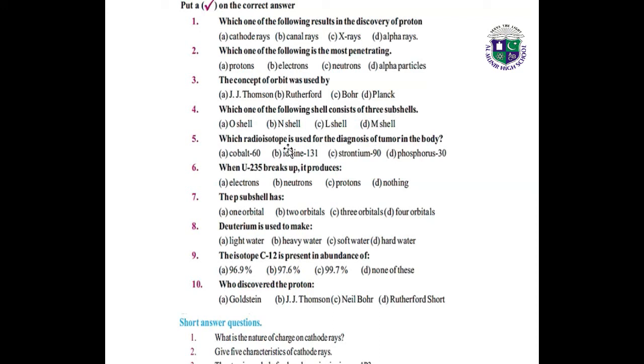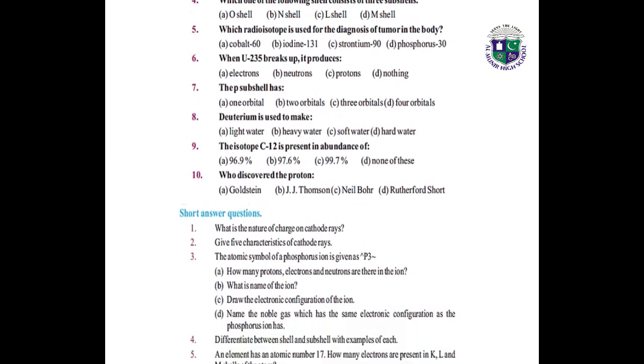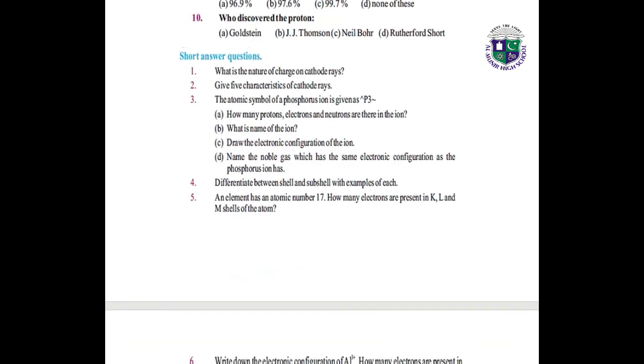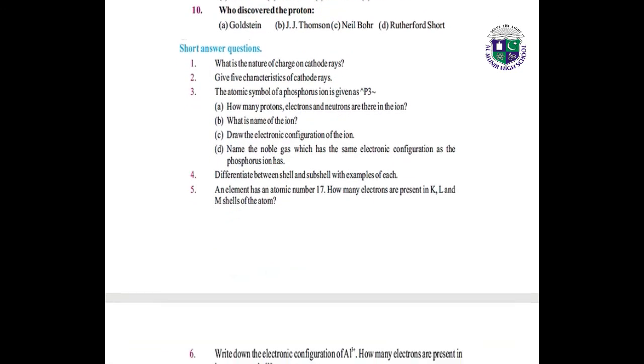Which radioisotope is used for the diagnosis of tumor in the body? When U-235 breaks up, it produces. Deuterium is used to make. The isotope C-12 is present in the absence of. And who discovered the protons? You have to mark it according to your book.